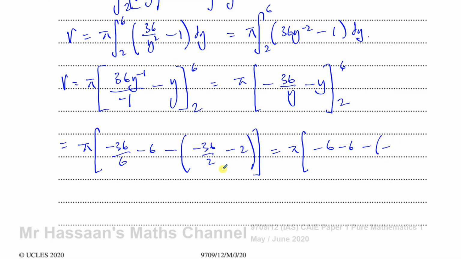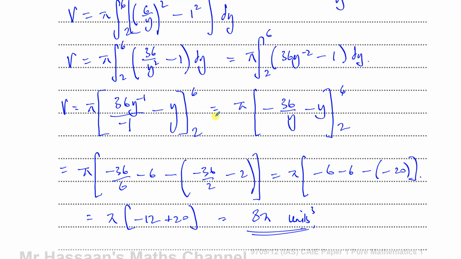Minus 18 minus 2, that's negative 20. So that's going to be minus 12 plus 20. So you have pi times minus 6 minus 6 is minus 12. But then you've got minus and minus, which is plus 20, which gives us 8 pi. 8 pi units cubed. Cubic units, because we're talking about volume. So there is the answer to this question.